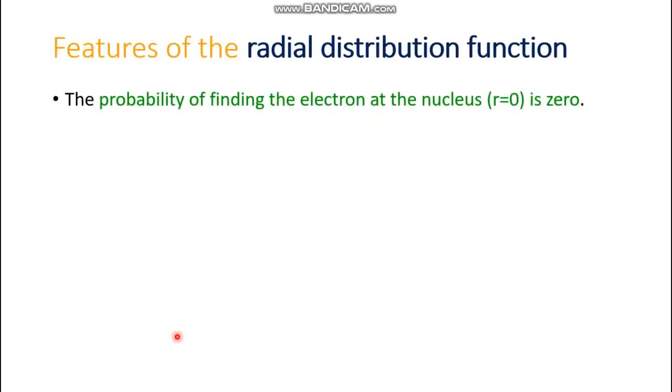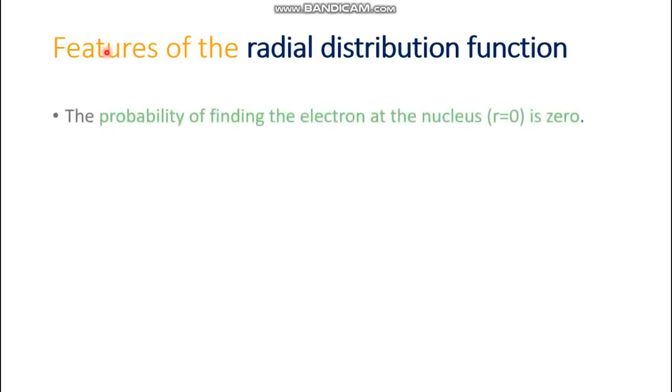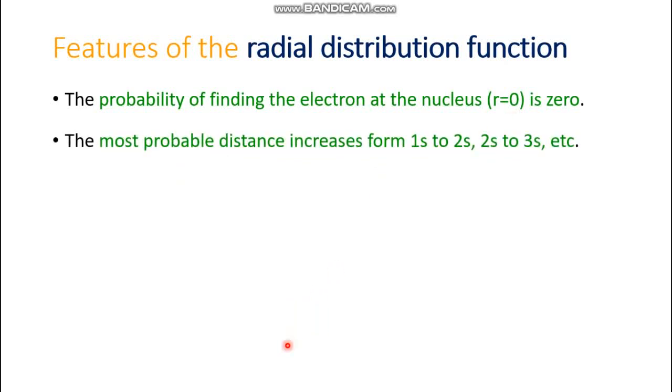The probability of finding the electron at the nucleus is 0. Definitely at r it is 0. If we move on to the previous picture, at the starting point there is no electron. So this is 0 at 0 radius. So when r is equal to 0, you can find no electron density. The most probable distance increases from 1s to 2s.